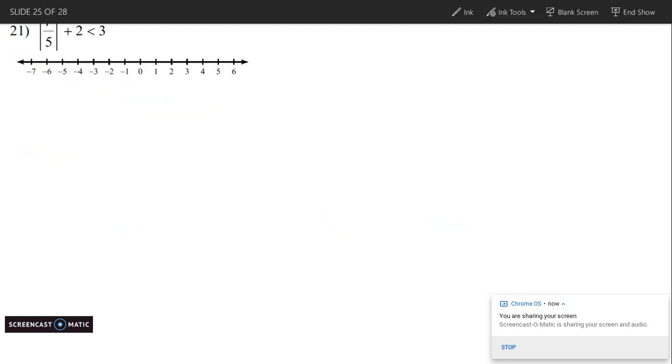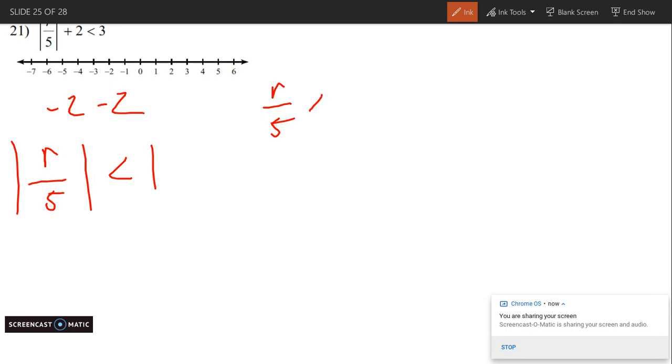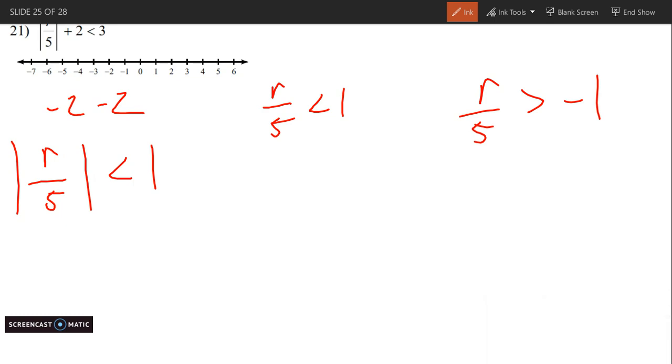Next one. Got to get the absolute value by itself, so we're going to subtract 2 on both sides. That gives us r over 5 absolute value less than 1. Now we can make two inequalities since the absolute value is by itself. So that gives us r over 5 less than 1. R over 5 greater than negative 1. Flip it, make it negative. Less than is less than. So we're going to use and in between.